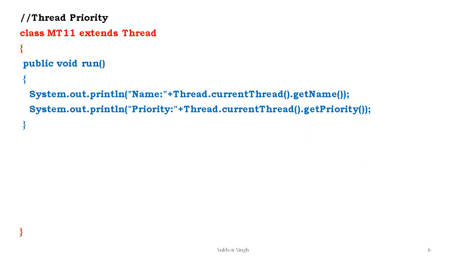Now what about the programming concept? First of all, one class is there, which extends Thread by using the Thread class. Then one method is there. Inside the method, System.out.println, the name, Thread.currentThread().getName(). First of all, getting the name, then getPriority, and we can print out the priority of the thread.